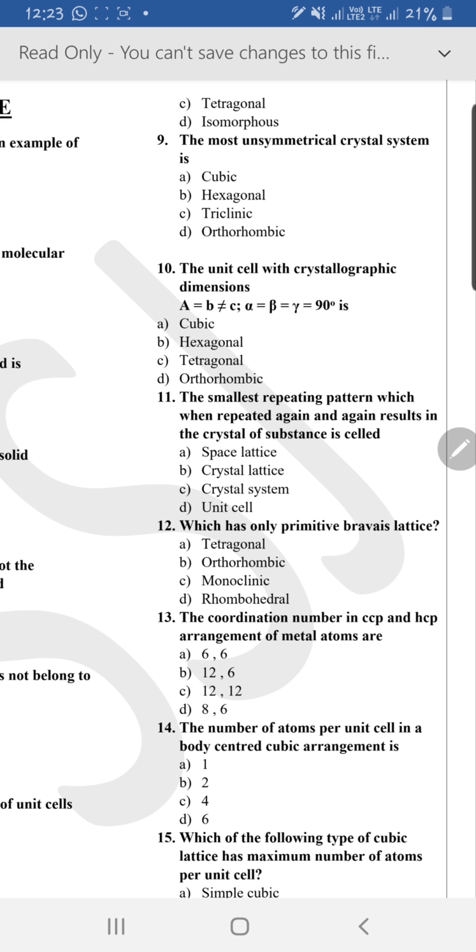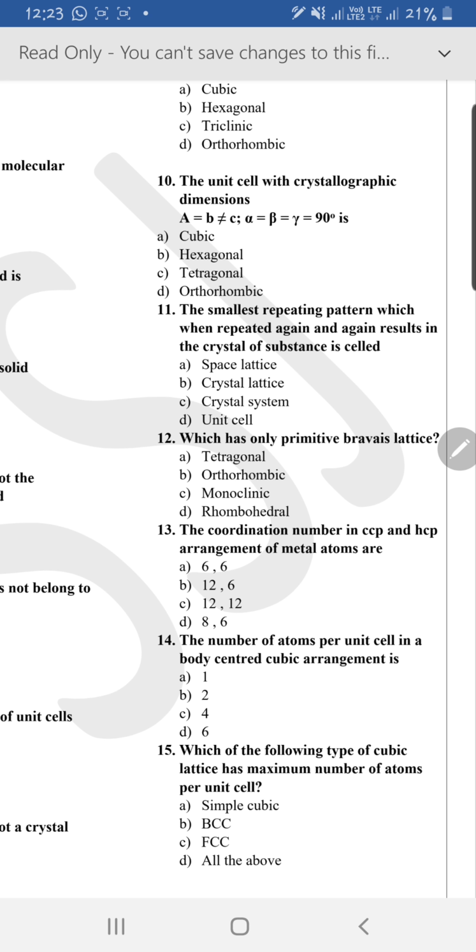Next, very easy 11th question. The smallest repeating pattern which when repeated again and again results in the crystal of a substance is called as? Very easily you can answer. This is unit cell. Then I have given a chart, which I sent in the WhatsApp group, which has only primitive Bravais lattice. One among that option is rhombohedral, which has only primitive Bravais lattice. As I told, how many Bravais lattices are there? Total 14. Then move on to the next question.